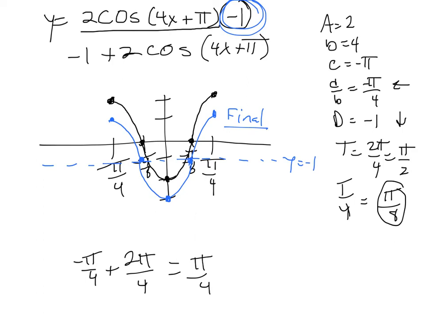Alright, so we've shifted left pi over 4 units. We've horizontally compressed from 2 pi to pi over 2 for period length. We have vertically stretched by a factor of 2 because our amplitude is now 2. And then we vertically translated down 1 unit with our d value being negative 1.